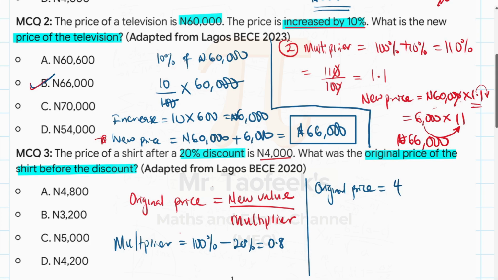So what is the new value? The new amount is 4,000 naira. And then we're going to divide that by what? Our multiplier of 0.8. To do this, it's pretty easy as well. Because this is 0.8 in the denominator, you can quickly multiply the numerator and the denominator by 10 so that you are dividing by a whole number and not a decimal. So you're going to have 4,000 divided by 8.